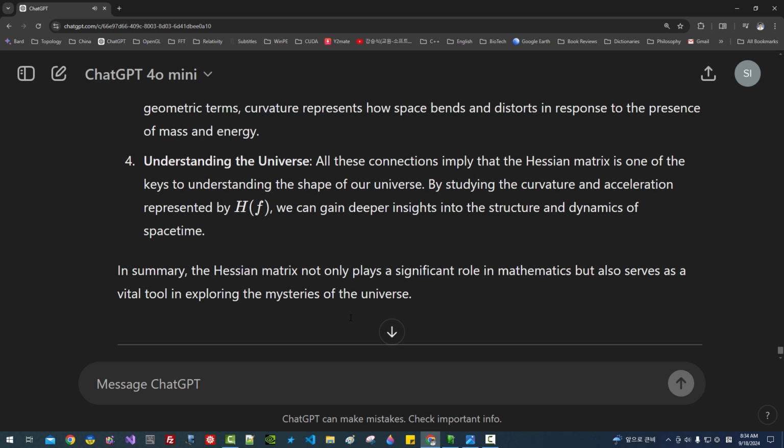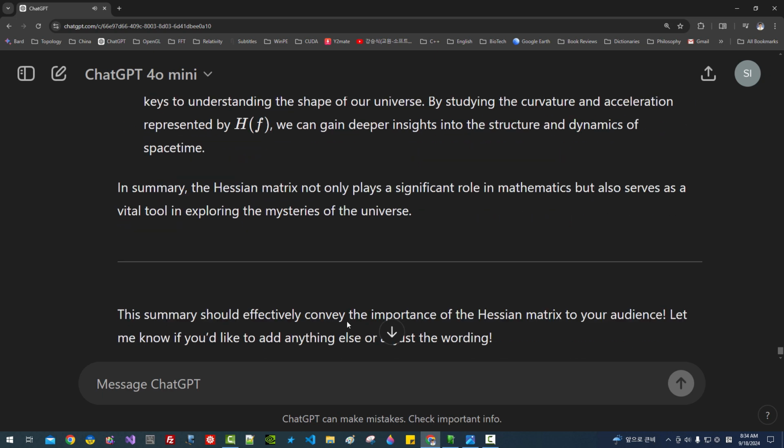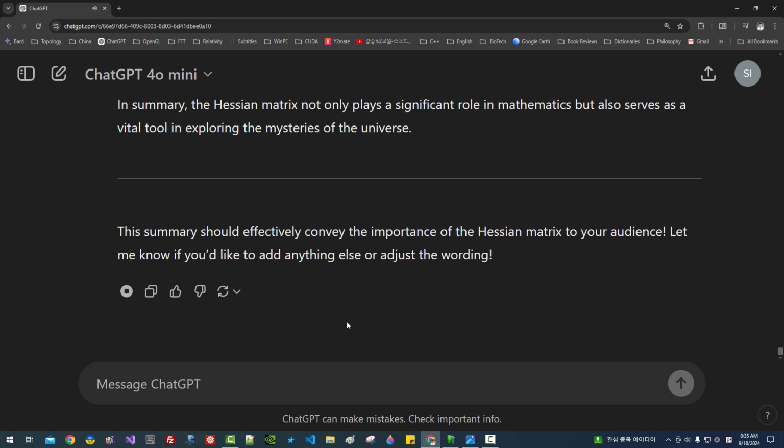4. Understanding the universe. All these connections imply that the Hessian matrix is one of the keys to understanding the shape of our universe. By studying the curvature and acceleration represented by Hf, we can gain deeper insights into the structure and dynamics of spacetime. In summary, the Hessian matrix not only plays a significant role in mathematics, but also serves as a vital tool in exploring the mysteries of the universe. This summary should effectively convey the importance of the Hessian matrix to your audience. Let me know if you'd like to add anything else or adjust the wording.